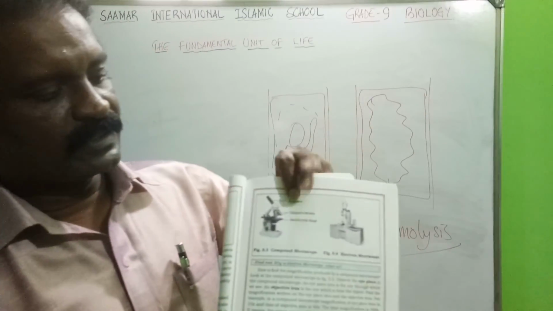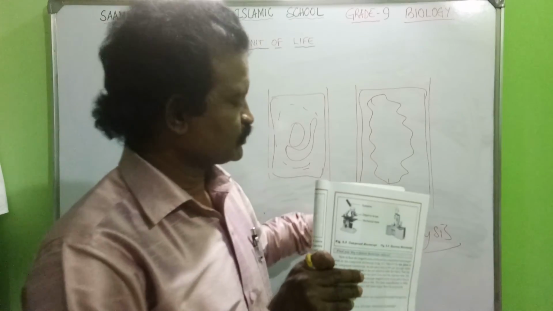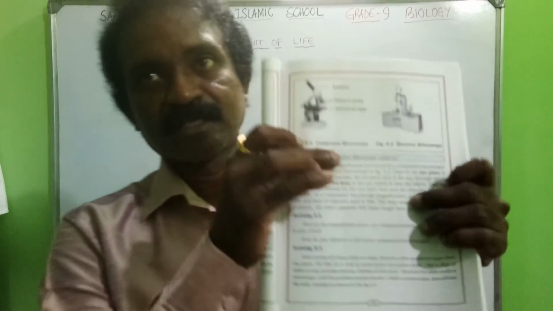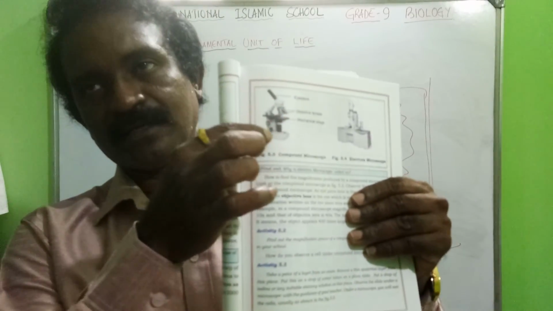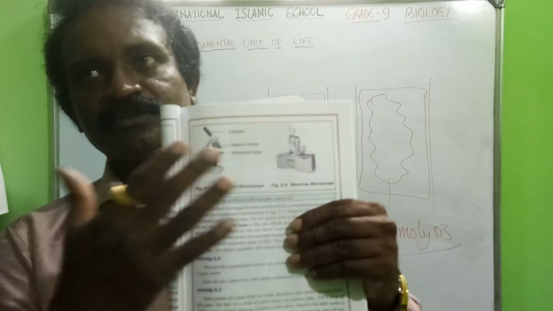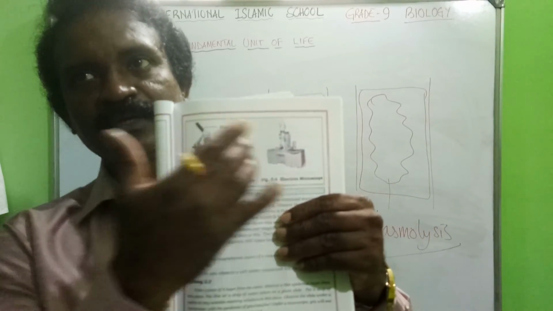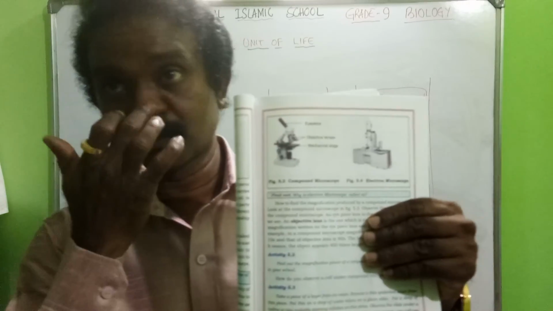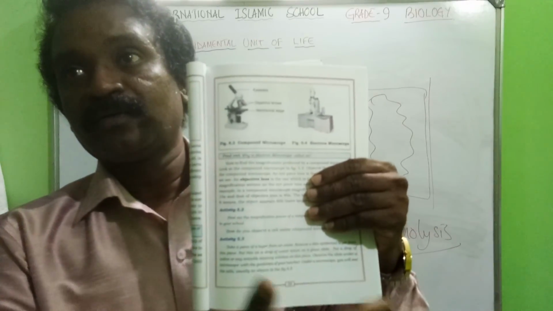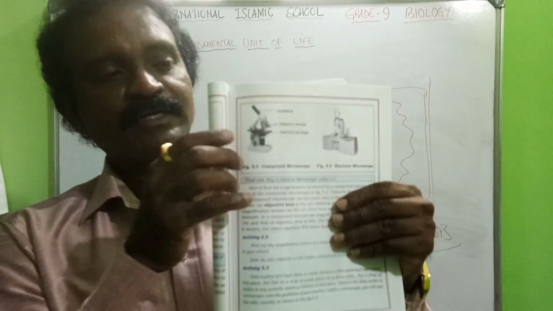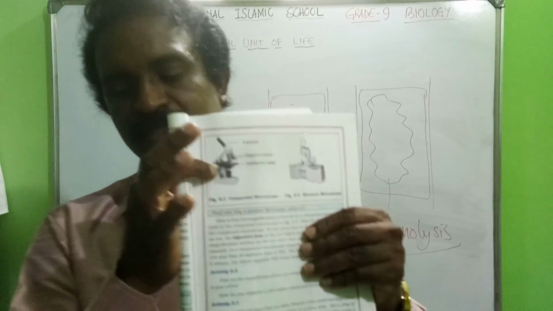When you come to the lab, I'll show you the cell, and this shrinkage, this plasmolysis also I'll show you. All that I can show you through the microscope present in the lab. Is it clear? Now we should know the difference between a compound microscope and an electron microscope. The electron microscope magnification is more, 400 times more, when compared to the compound microscope. Is it clear?